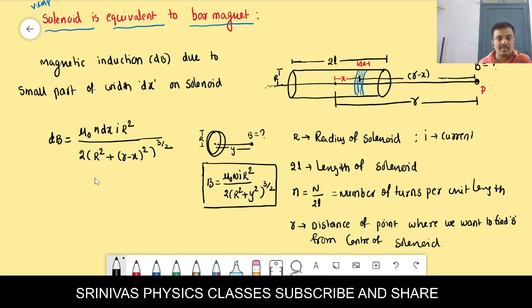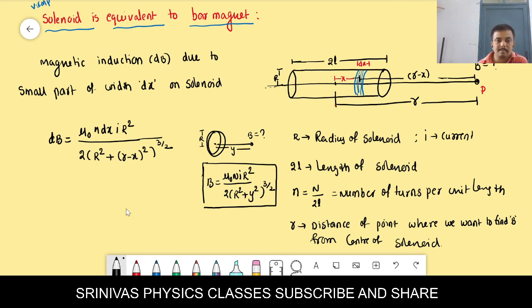Okay, right. Next, this is our formula for the circular coil. Capital N I wrote here, the number of turns in the small part. The total number of turns per unit length is small n. In the dx length, the number of turns is n dx, so the number of turns is replaced with n dx, I r square. And from the center of the loop to the point, the distance we have to take is small r minus x. In the circular coil formula, y is there, but y is replaced with r minus x here. Then we will get like this.